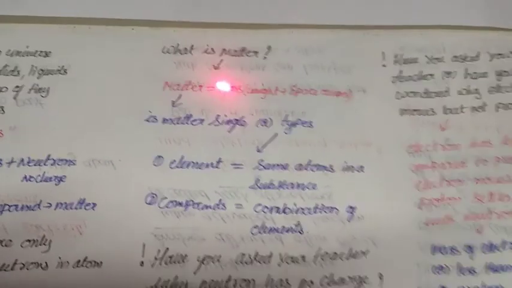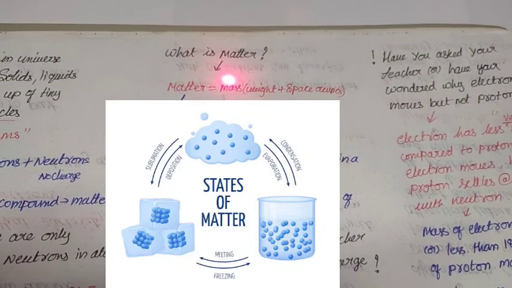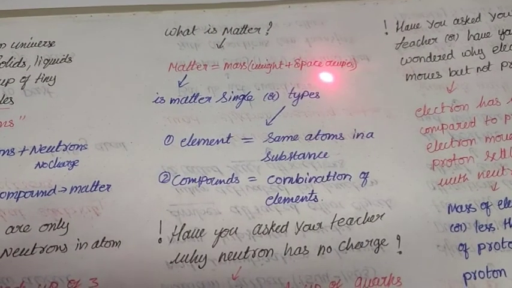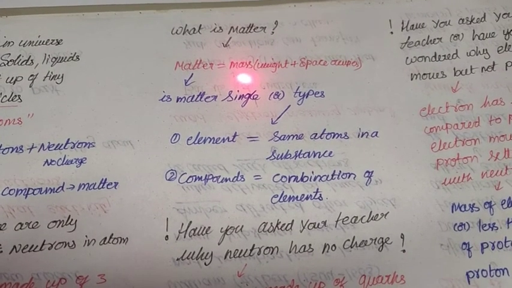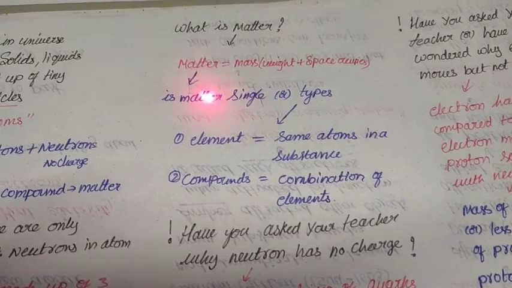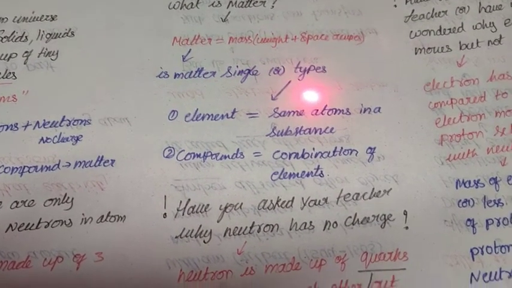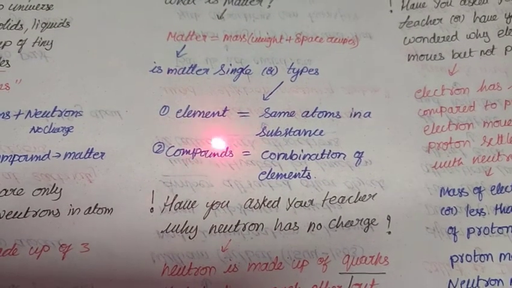What is matter? Matter is equal to mass. Mass means weight, the space it occupies. I have so much matter. Do you want to listen? I am joking. Matter is a matter. Is matter a single thing, or does it have types? It is of two types: element and compound.